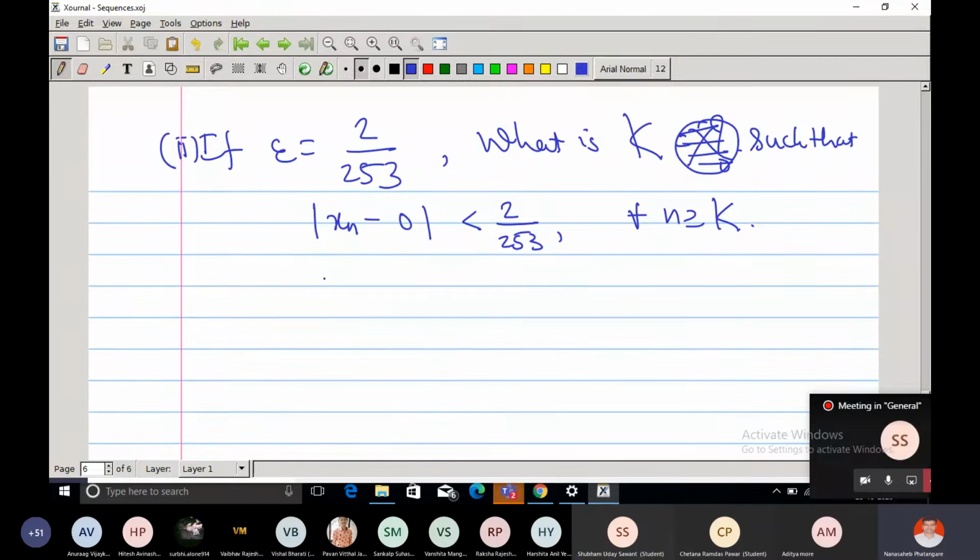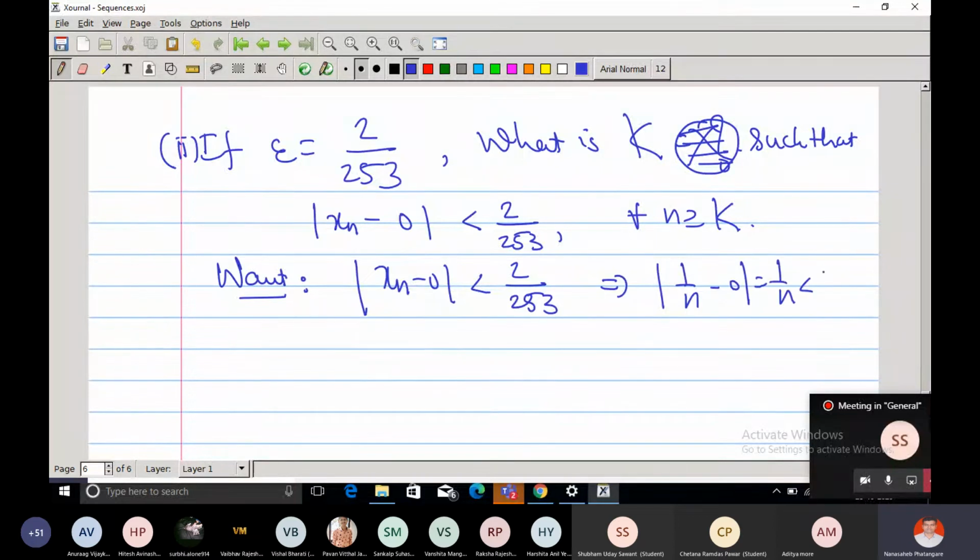So how do we guess? Think logically, and then we'll generalize this. What we want is |xn minus 0| less than 2 upon 253. That means, since xn is 1 by n for every n, 1 by n minus 0, which is 1 by n, is less than 2 upon 253. If you want to make this quantity less than this number, what should n be? n greater than 253 upon 2. So what is 253 upon 2? 126.5.